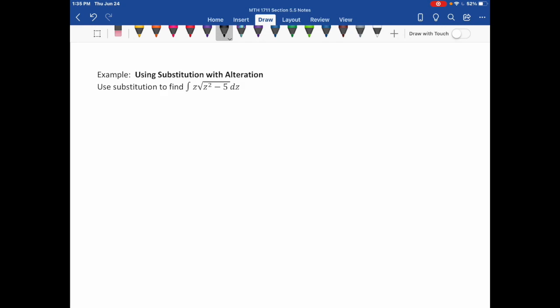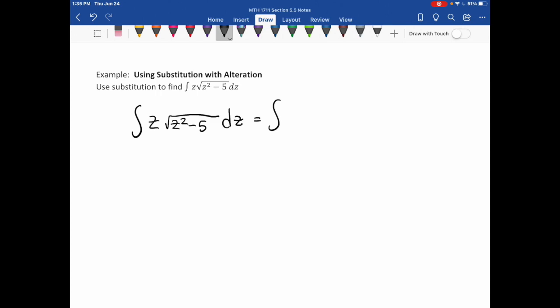In this next example, we're going to use substitution again, but we're going to have to make some more manipulations for it to work. If you notice, we have the indefinite integral of z times the square root of z squared minus 5 dz. The first thing I like to do, just because I prefer using powers instead of roots, is I'm going to rewrite this as z times z squared minus 5 to the power of 1/2.